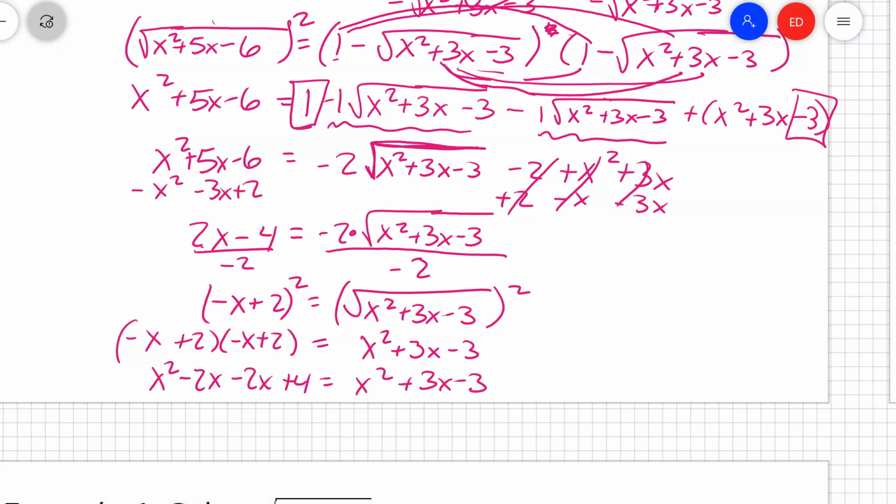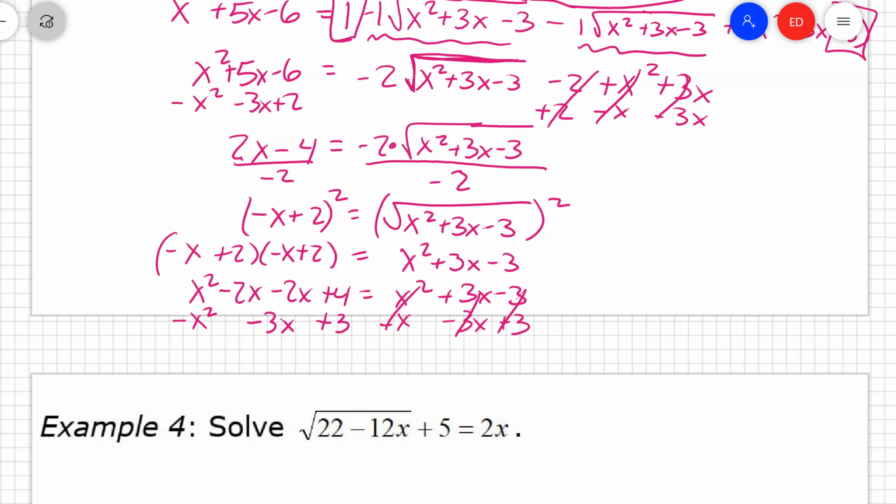Woohoo! We have gotten to a point where all radicals are gone, so we can start moving things over to one side or the other. It does not matter which side you move it over to. I'm going to subtract the side that's already simplified, minus x squared, minus 3x, and plus 3. Okay, so this cancels out on that side.